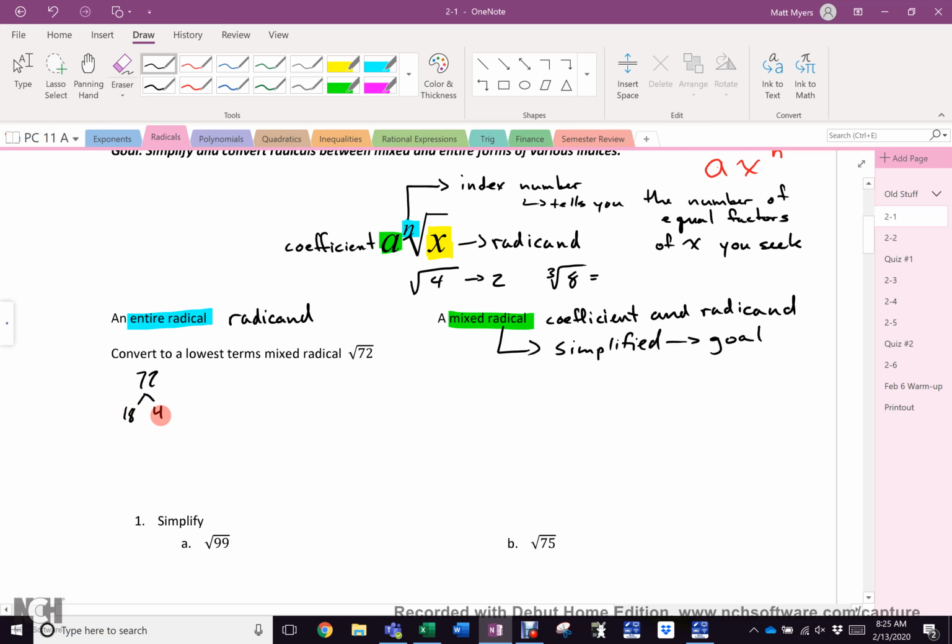Now, those are not prime numbers. We are seeking prime numbers here. So I break it down again. 4 becomes 2 and 2. 18 becomes 2 and 9. 9 becomes 3 and 3. And you can see that I have 3 prime numbers there, 2 prime numbers there. And the square root of 72 is the same thing as the square root of 2 cubed times 3 squared. 2 cubed is 8, 3 squared is 9. Everyone is cool, yes?